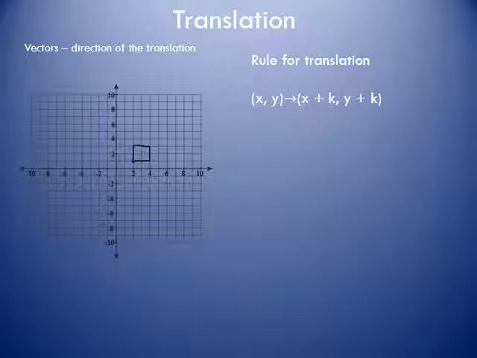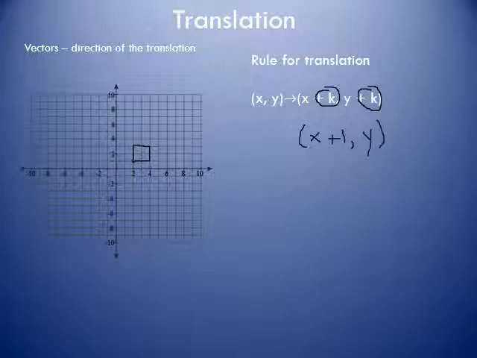And so the rule for translation is going to be these values right here, the plus k, will tell you if you went down, up, left, and right. I'll give you an example here. If my rule was x plus 1, comma, and then let's call it just y. Let's do a simple one.